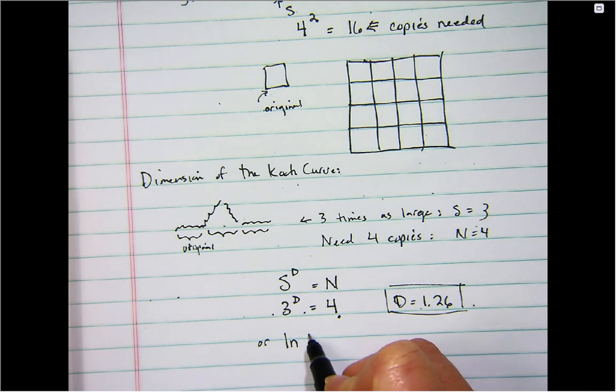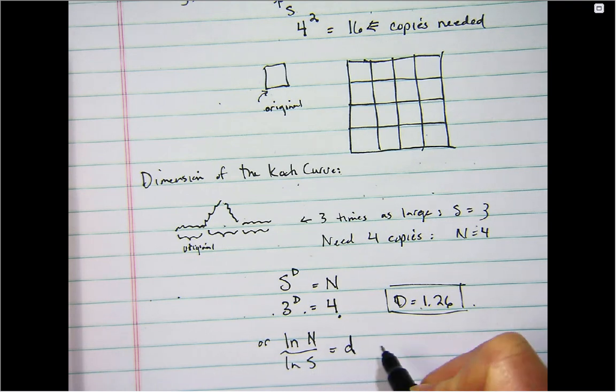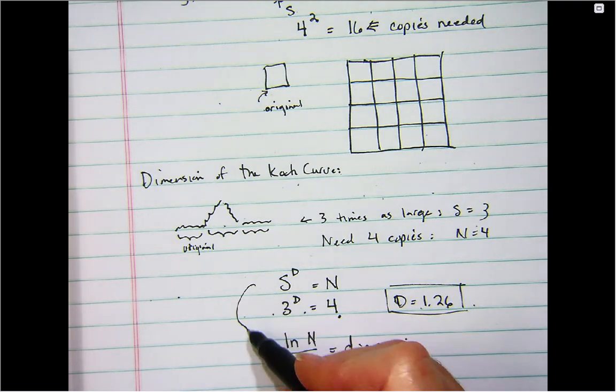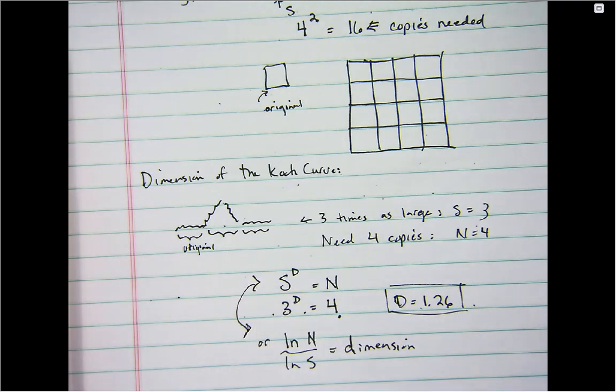ln of n over ln of s is the dimension. So you can use either one of these formulas. This is kind of nice if you have a calculator that does the natural log, the ln. But this is fine too.